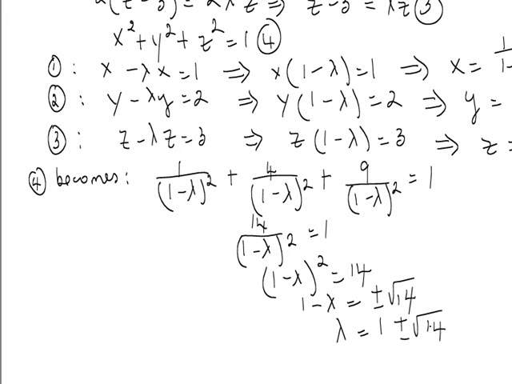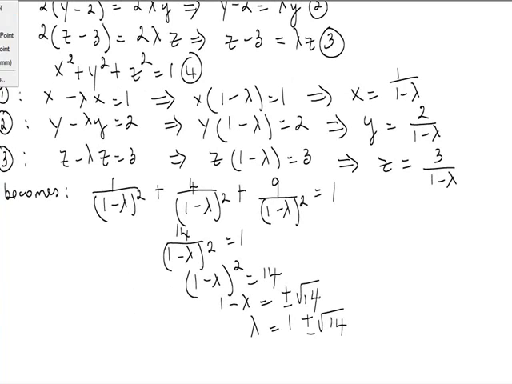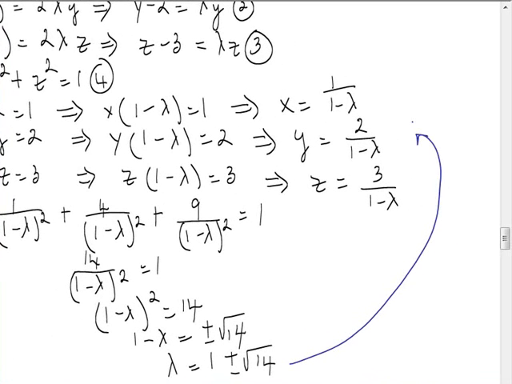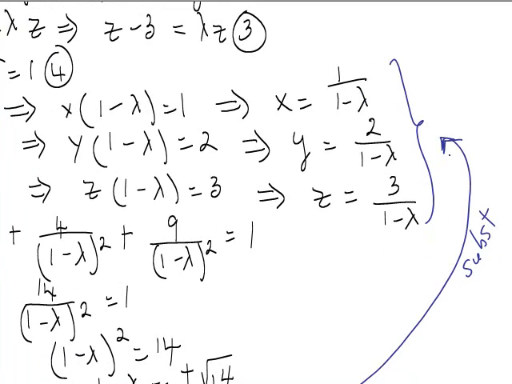Now we want to take all of these values for lambda and substitute. Let me draw a little arrow to show you where you're going. You want to take this and substitute into here, and that will give you your x, y, and your z. So let's do that.